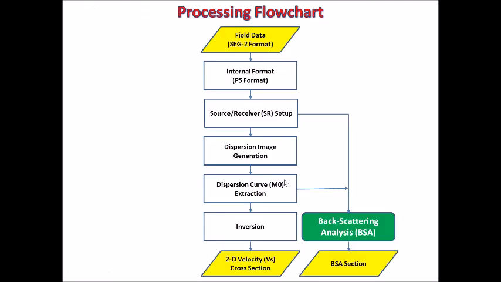This is a processing flowchart for backscattering analysis. First, you have to prepare a seismic dataset with the source receiver configuration encoded. Then you have to prepare dispersion curves. You can either prepare one dispersion curve that can represent the average dispersion curve for the entire dataset, or you can prepare multiple dispersion curves obtained from different locations along the survey line. Then these dispersion curves will be applied to this seismic data, which will go through this analysis, which will generate this BSA section at the end.